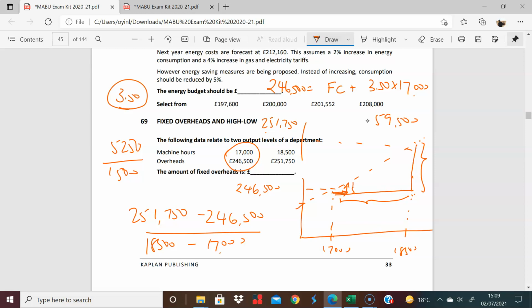And so deduct that from the 246,500 and that gives you 187,000. And that's your method. So I found the variable cost, as well as the fixed cost, because that's what that 187,000 is. And that should help you, of course.